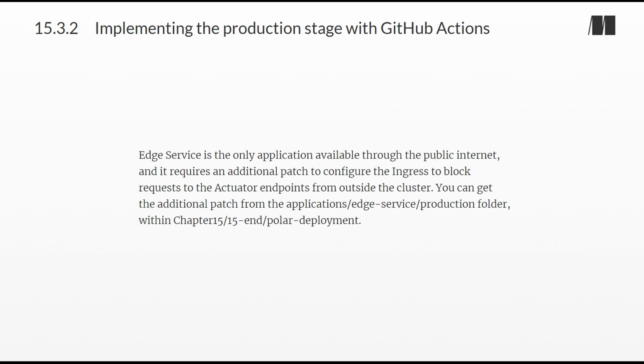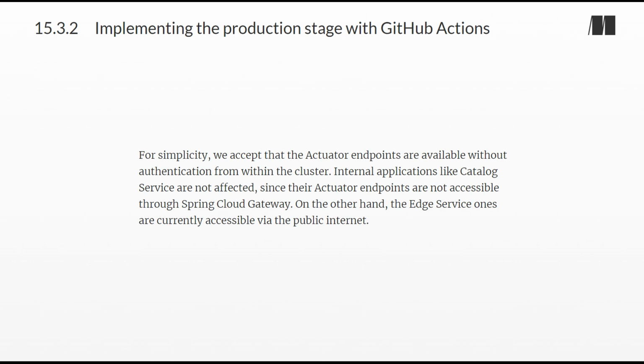Edge Service is the only application available through the public internet, and it requires an additional patch to configure the ingress to block requests to the actuator endpoints from outside the cluster. You can get the additional patch from the Applications/Edge Service/Production folder within Chapter15/15End/Polar Deployment. For simplicity, we accept that the actuator endpoints are available without authentication from within the cluster.